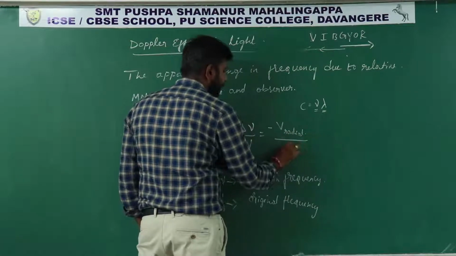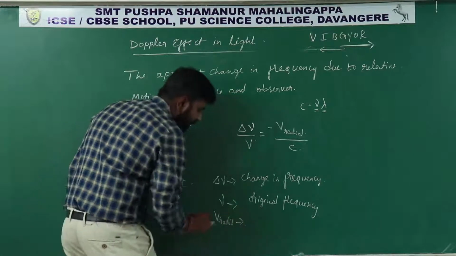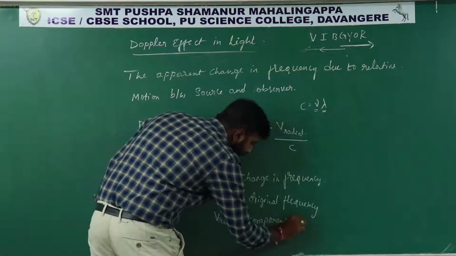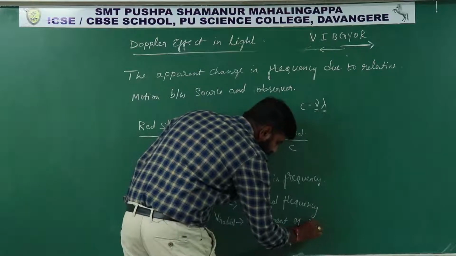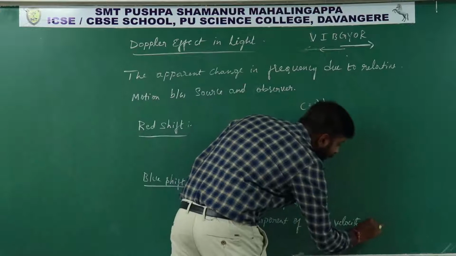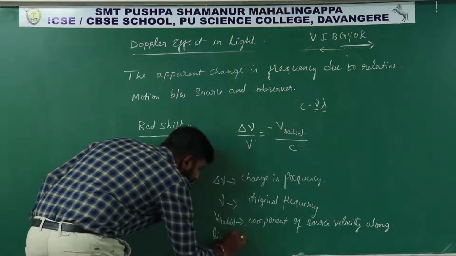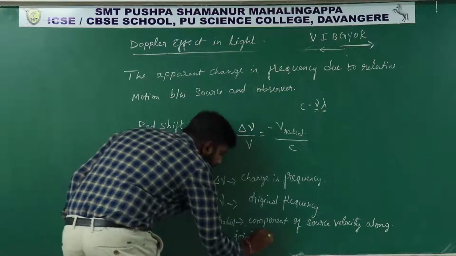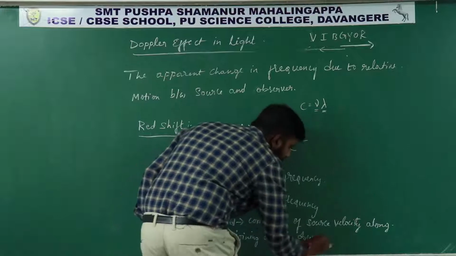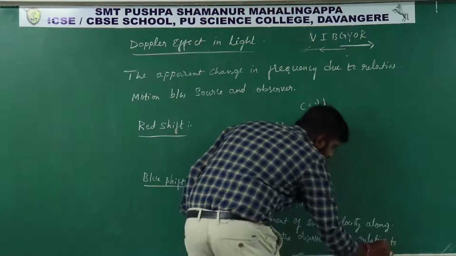Where V radial is defined as the component of source velocity along the line joining the observer and source, relative to the observer.